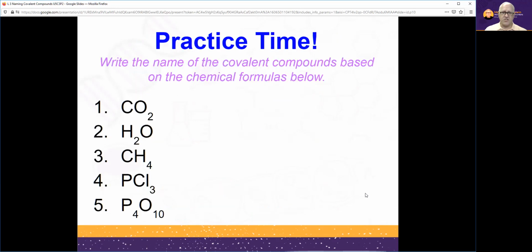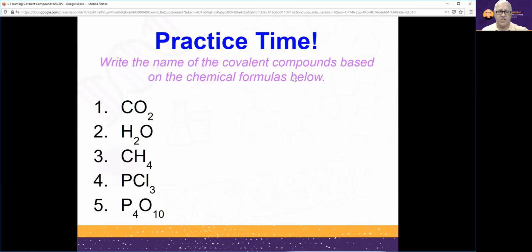So here's some practice. What I'd like you to do is write the name of the covalent compounds based on the chemical formulas below. And you have practice space right here on page 31. So let's look at these together first before you work on them. And let's make sure that we're working with a covalent compound.